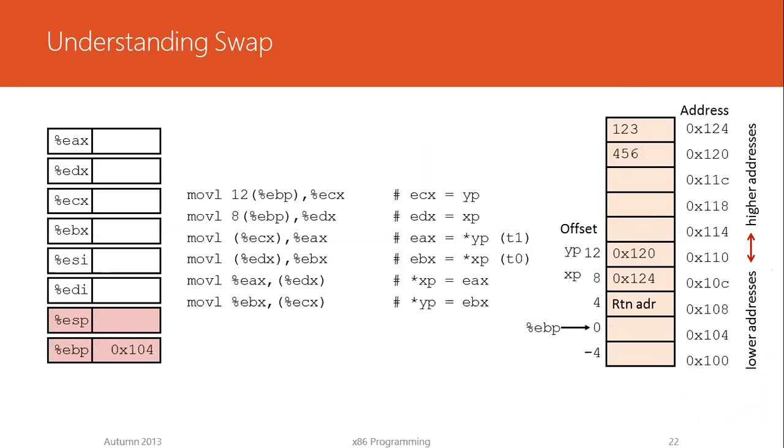So here we have our registers. Recall that XP and YP are addresses. So XP points to the location 124 hexadecimal, which contains the value 123 in decimal. And YP points to the location 120 in hexadecimal and contains the value 456 in decimal, right? And we want to swap these values, or the contents of these addresses pointed to by XP and YP respectively.